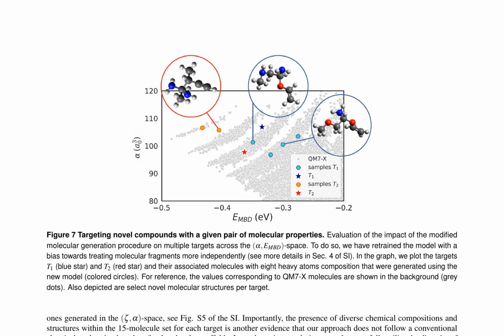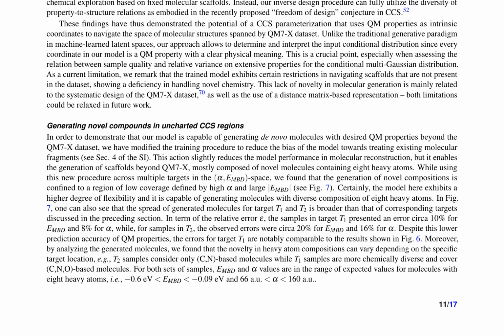The modified molecular generation procedure, which retrained the model to treat molecular fragments more independently, demonstrates its impact on multiple targets across the α-EMBD space. This approach enables the creation of novel molecular structures, showcasing the potential of a CCS parameterization that utilizes QM properties as intrinsic coordinates. The results indicate that the model can effectively navigate the space of molecular structures spanned by the QM7X dataset, producing molecules with diverse compositions and structures. However, the model exhibits limitations in navigating scaffolds not present in the dataset, revealing a deficiency in handling novel chemistry.